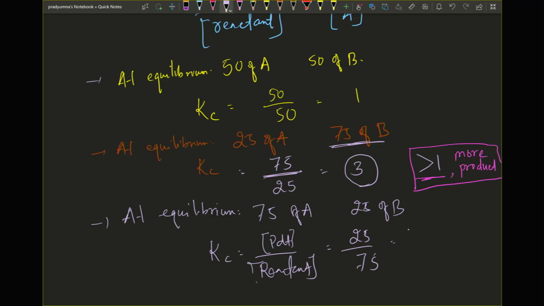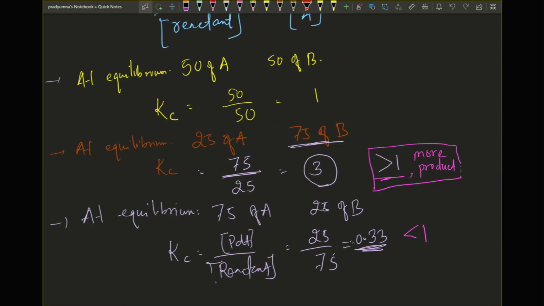So it seems like it's going to be 0.33, roughly around that, right? So this number is less than 1. So if it is less than 1, you should get more reactant. You guys get it? So again, let's recap.